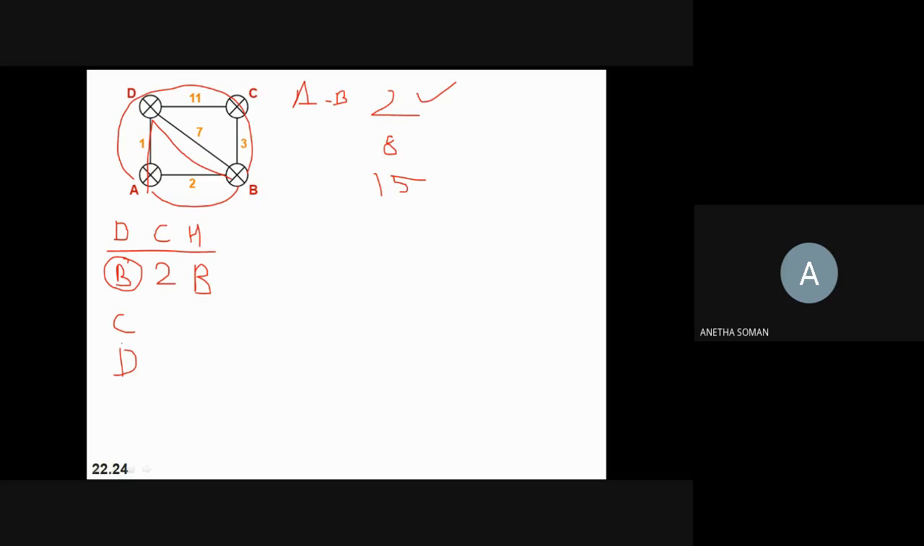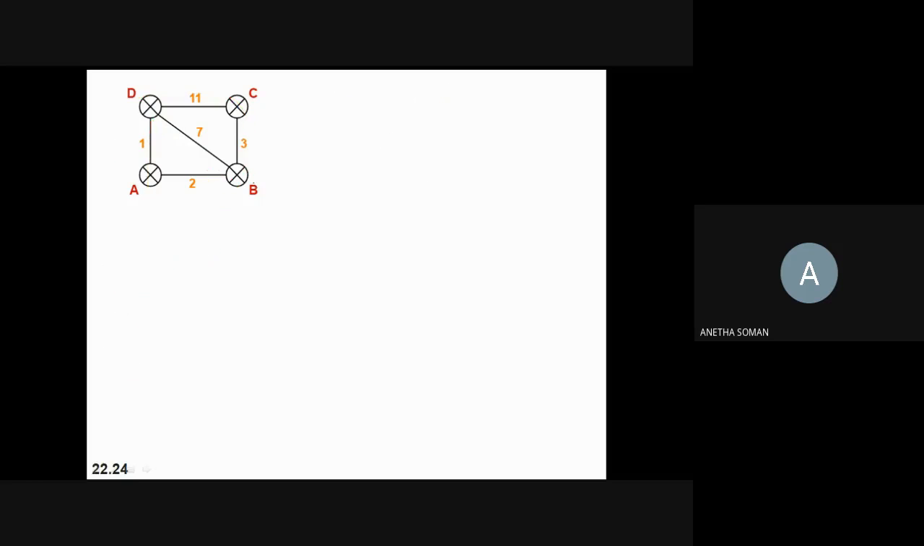Now I have to come back to C. Now you have to just check what are the possibilities of C. If I'm considering C as my destination node, what are the possibilities to reach C from A? I can reach A, B, C. I can reach A, D, C. Now I can reach A, D, B, C also. Right? Now find out what are the costs.